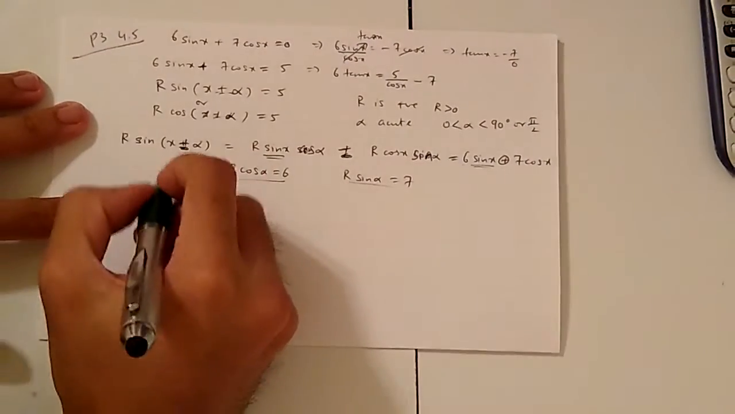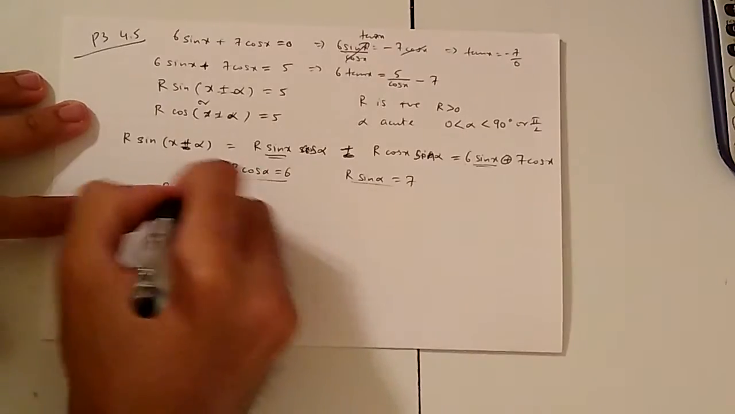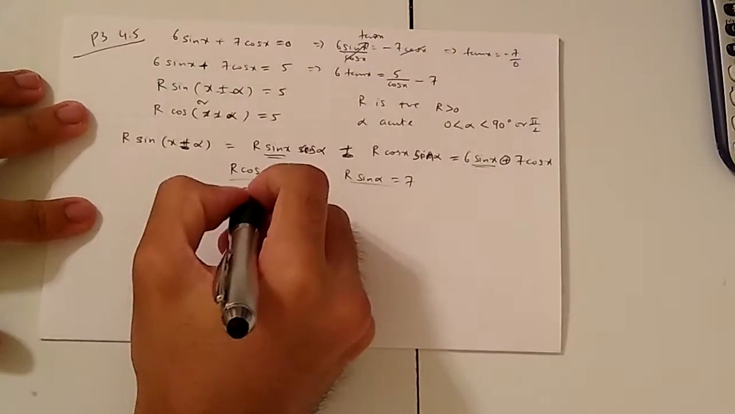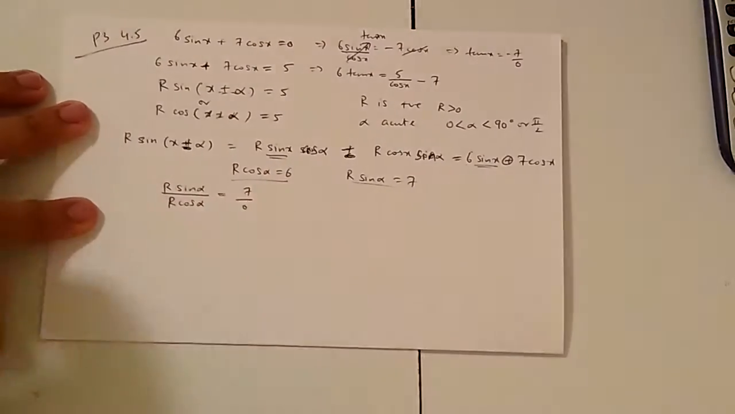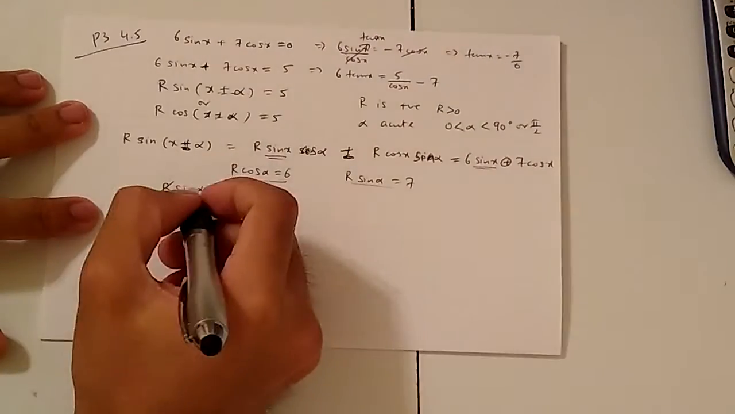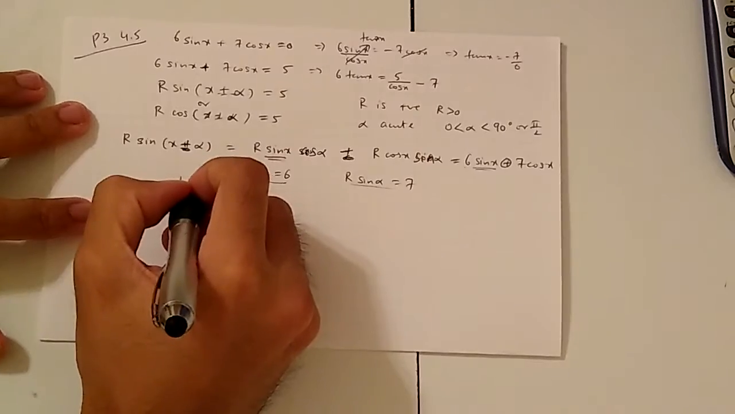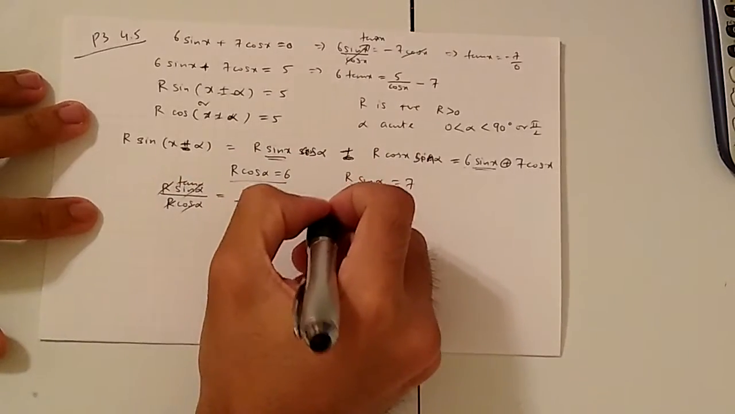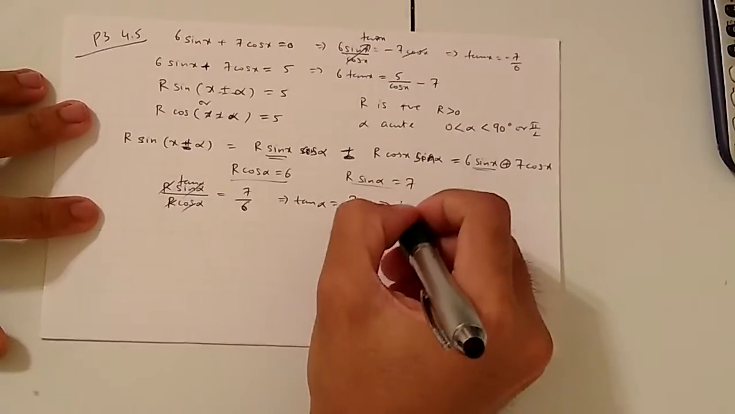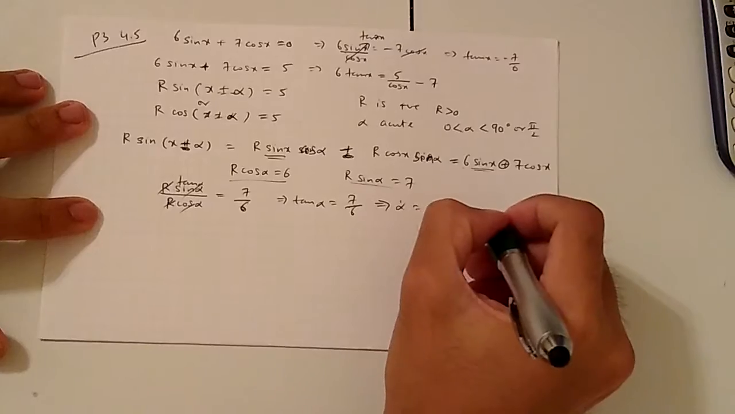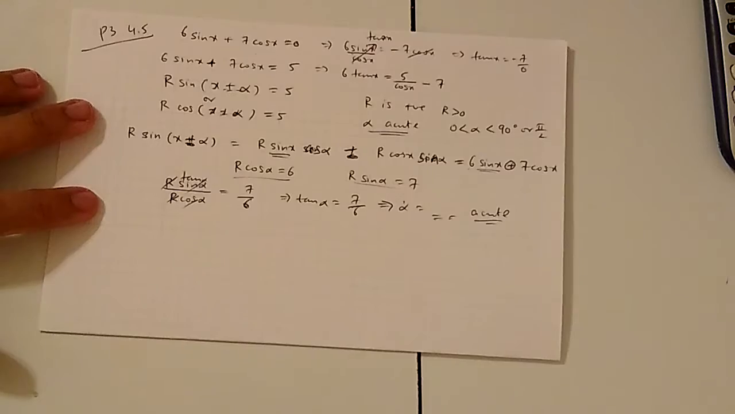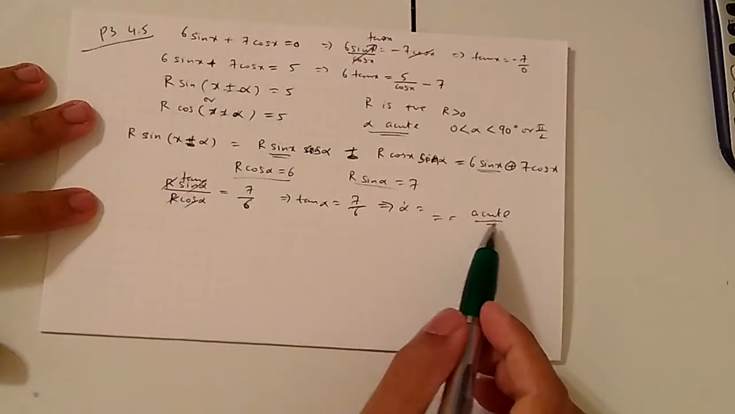So divide R sine alpha by R cos alpha. R sine alpha is equal to 7, R cos alpha is equal to 6. R cancels out, and sine alpha over cos alpha gives you tan alpha. So tan alpha is equal to 7 by 6. From that you can calculate what alpha is. Alpha needs to be acute, as said before. So this is how you find alpha.